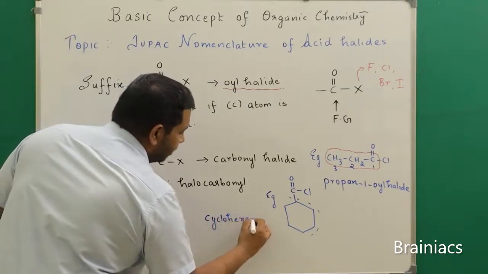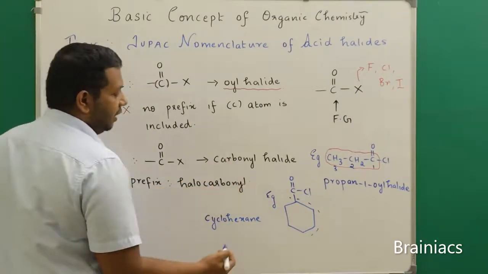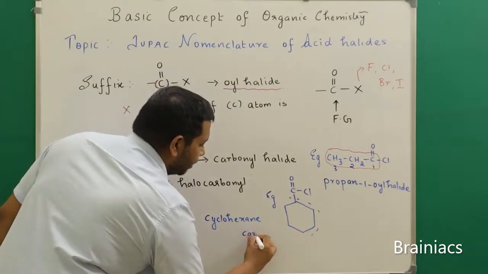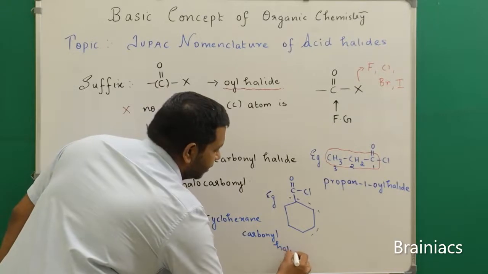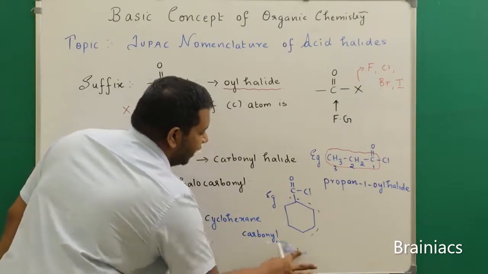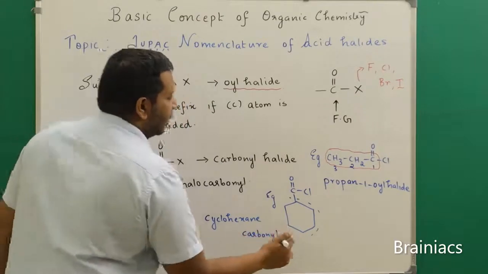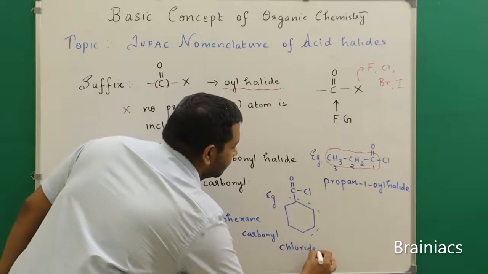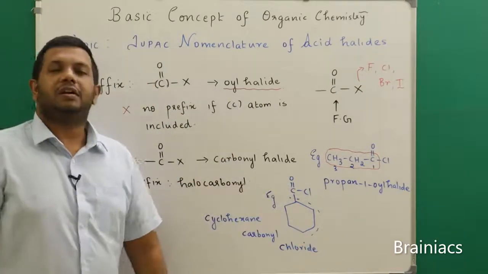Cyclohexane. What should be added? Carbonyl halide. So I will write down here, cyclohexane carbonyl halide. Okay, it should not be halide, it should be specific since chlorine is given there. So carbonyl chloride. Understood? So cyclohexane carbonyl chloride.